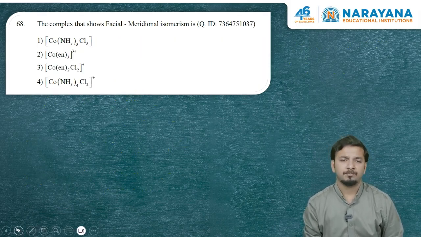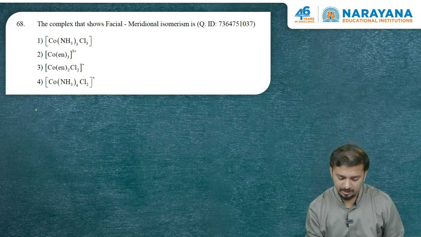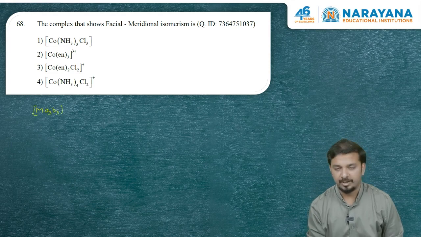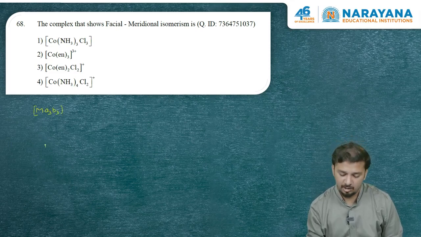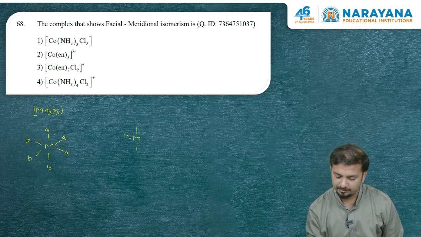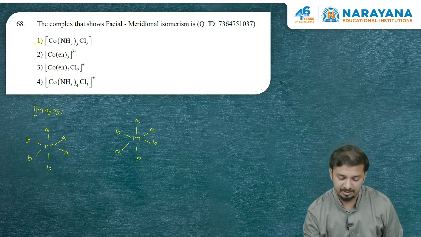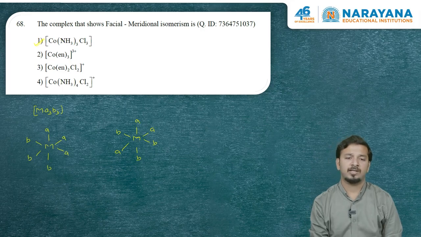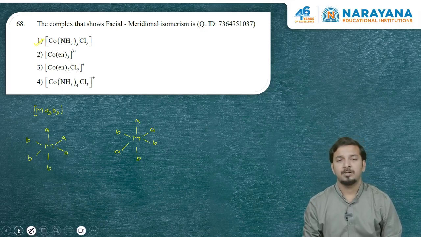Moving to next question. The complex that shows facial meridional isomerism is. So we know that MA3B3 type complex will show facial meridional isomerism where A and B are monodentate ligands. So this is the facial form of the molecule and this one is the meridional form of the molecule. So MA3B3 type complex is option 1. So that's why the correct answer for this question is option 1. Moving to next question.